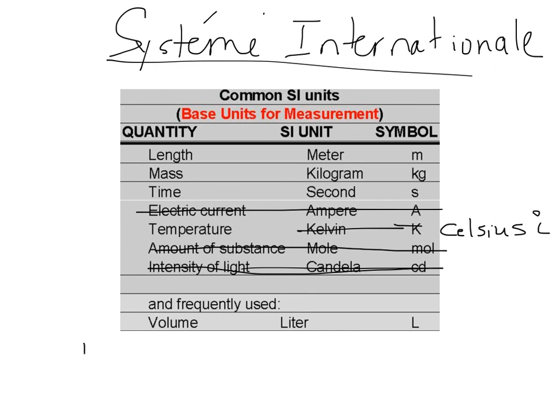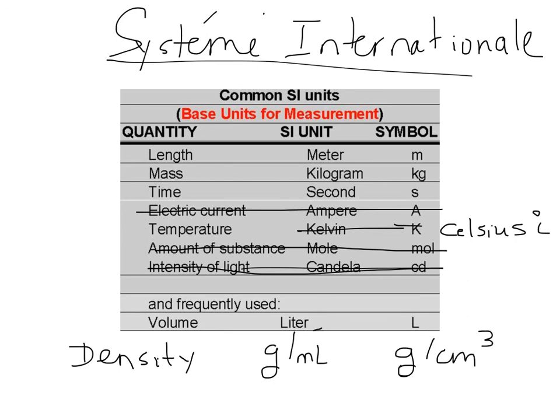And then the other one that comes up is density. Density for us was usually in grams per milliliter or grams per centimeter cubed. Remember that one milliliter is the same as a centimeter cubed, and that milliliters are already cubed, so you don't put a little 3 up there. So those are the SI units that we use this year in class, and pretty much that's it for the Nature of Science unit. See you guys in class.